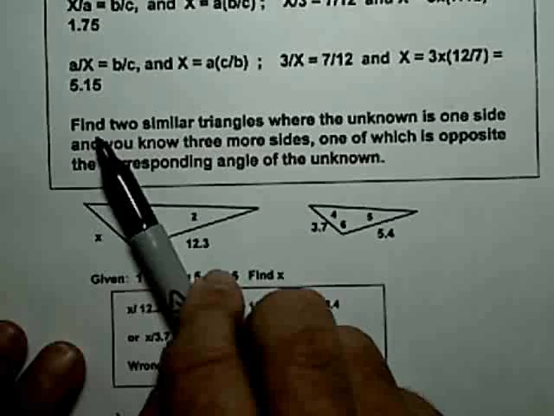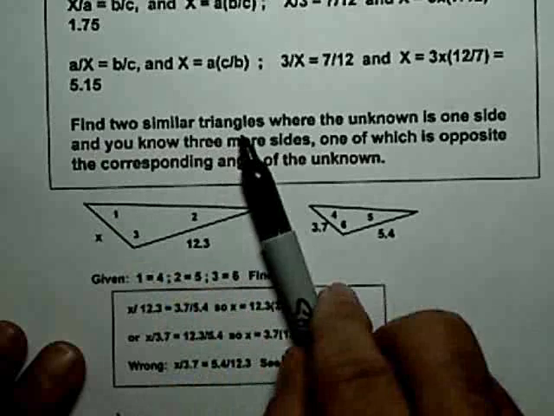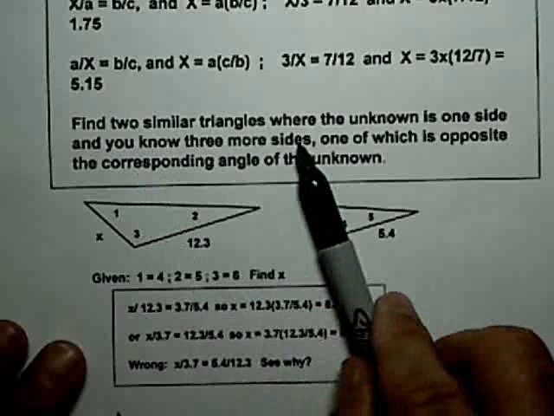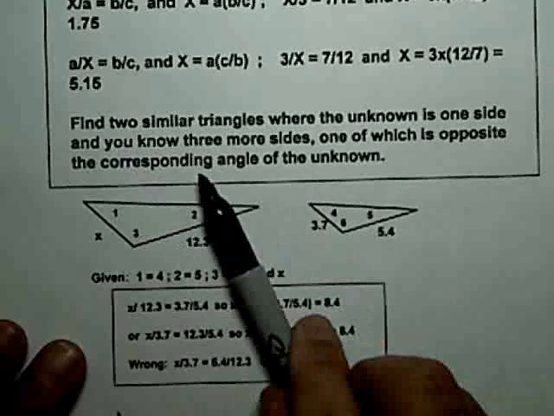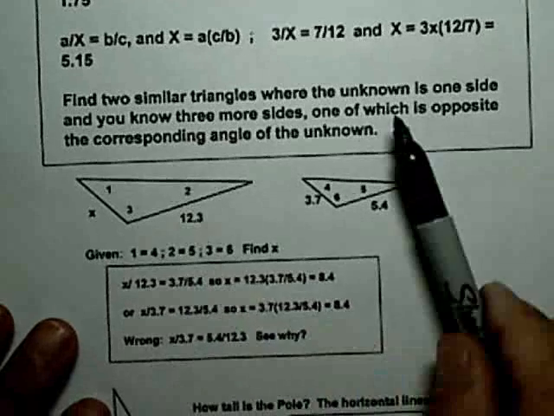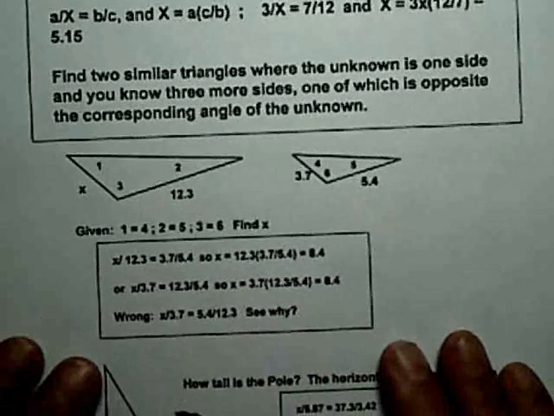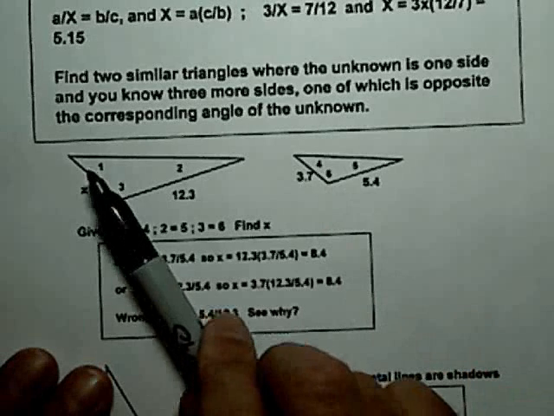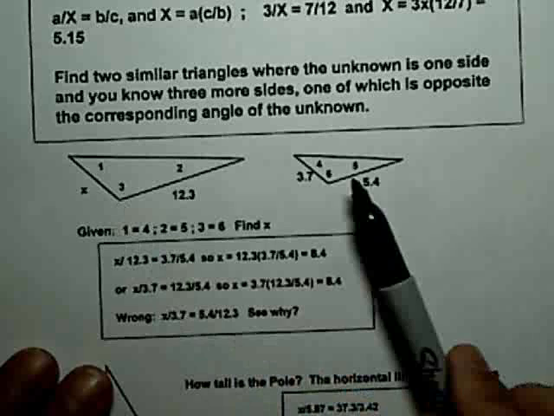So what you do in the real world is you try to find 2 similar triangles where the unknown is one of the sides, and then you know 3 or more sides, one of which is going to be the corresponding side to the one that you know. In other words, opposite the corresponding angle of the unknown side. So here's a couple of examples. Here is a triangle, angles 1, 2, 3, and they're equal to angles 4, 5, 6.